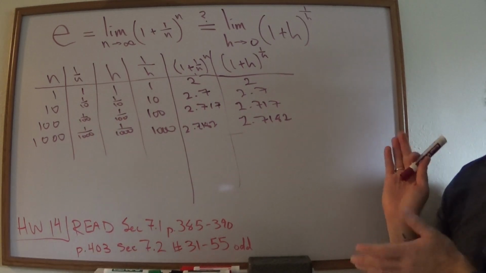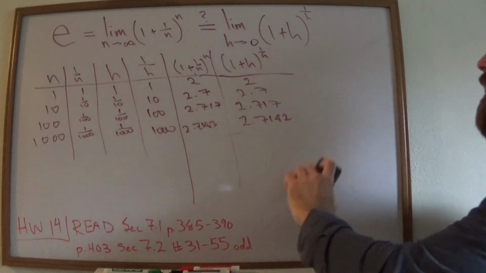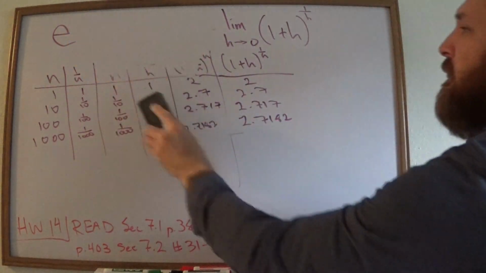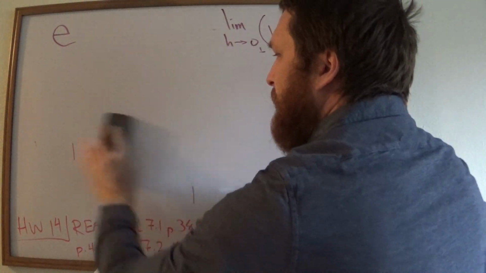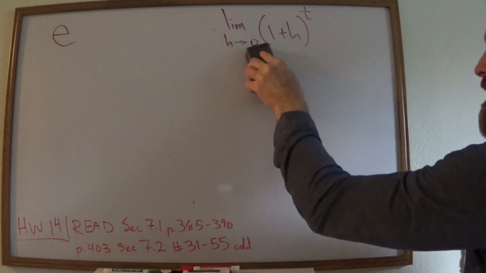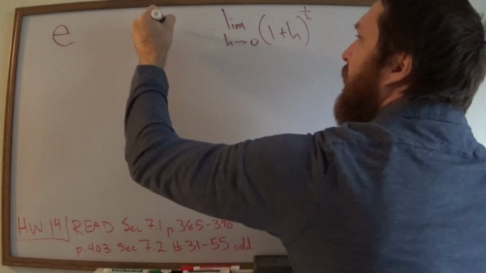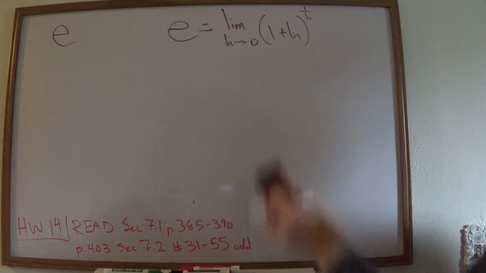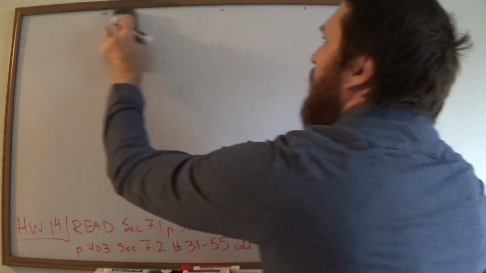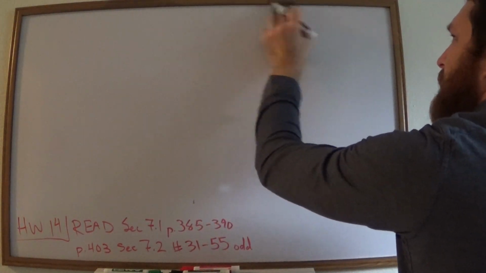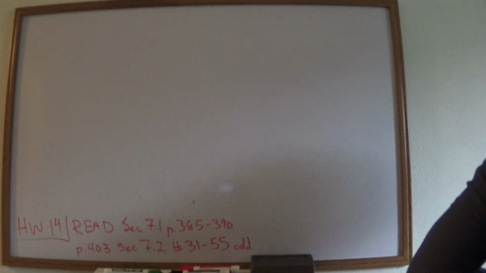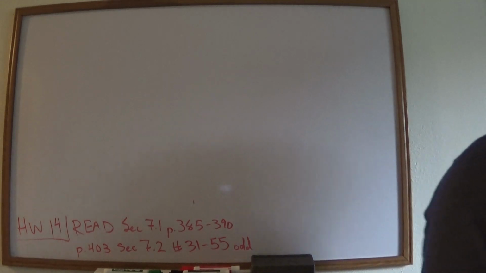Okay, so do you buy that? Yes. Okay, so from now on, this is e right here. That is what e is equal to. e is the limit, as h drops to 0, of that stuff right there. And it's still 2.718281828459045, and those are the only digits I've memorized.